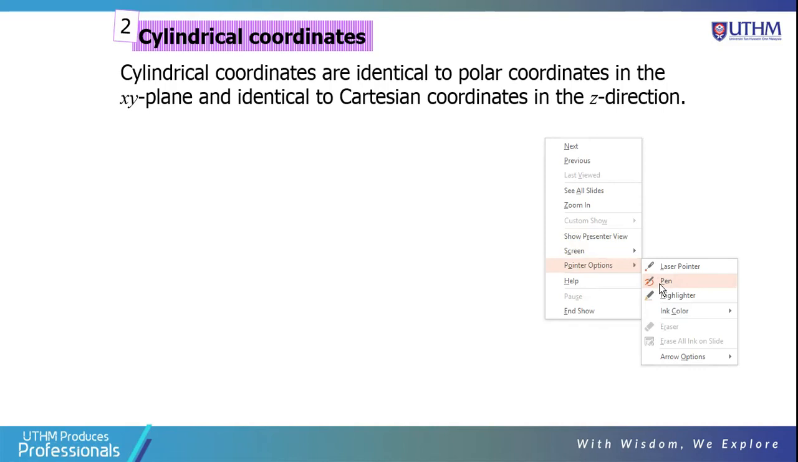So for 3D we call it cylindrical coordinates, but for the 2D double integral we call it the polar coordinate. So polar coordinate and cylindrical coordinate are similar, but they differ in terms of the projection. Polar is in 2D and cylindrical is for 3D.